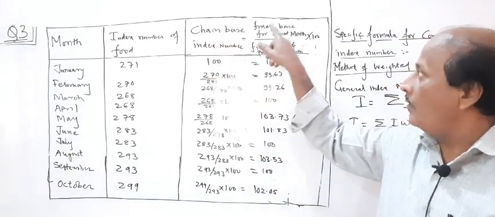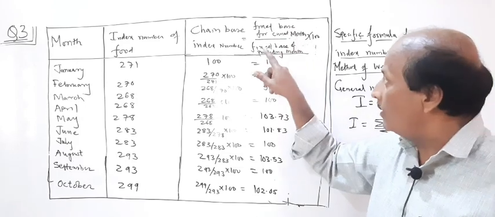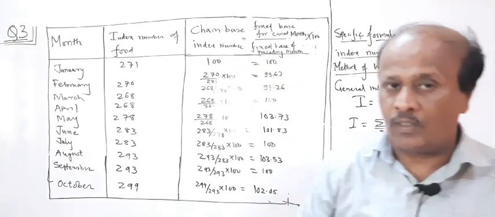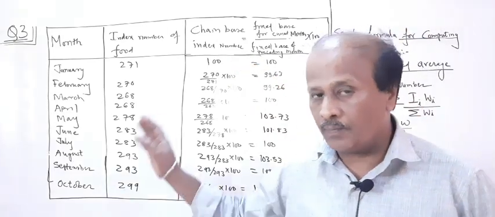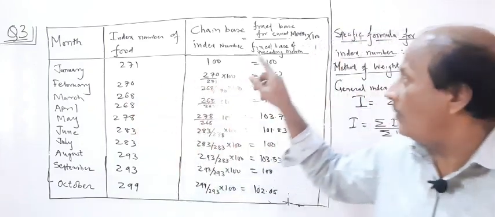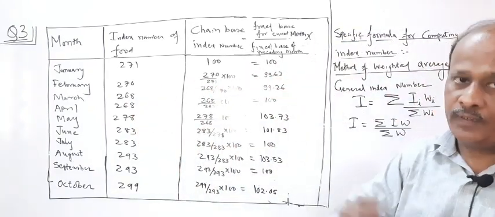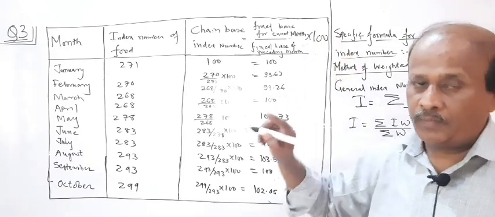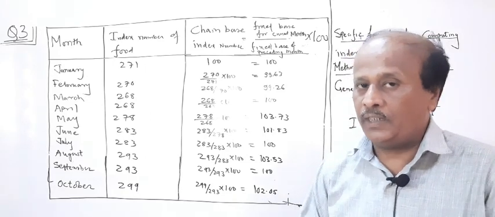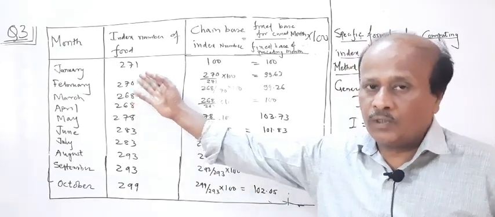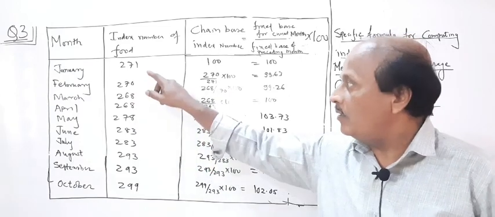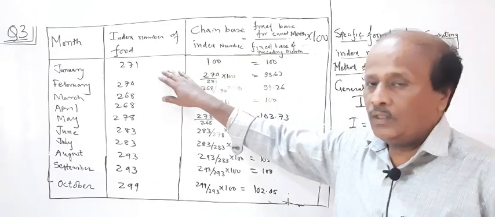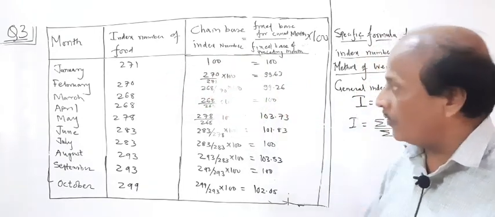Chain base index number is the fixed base index number for the current month, over the fixed base index number for the preceding month. Change the year to month, that is, replace year by month. So the formula is changed, and don't forget to multiply by 100. Last time we divided, this time we are going to multiply. Students always make that mistake, so be careful. Now it's very easy. Put in the corresponding values and you will get the answer. But for the first one, take 271 as 100 and then go for the calculation.